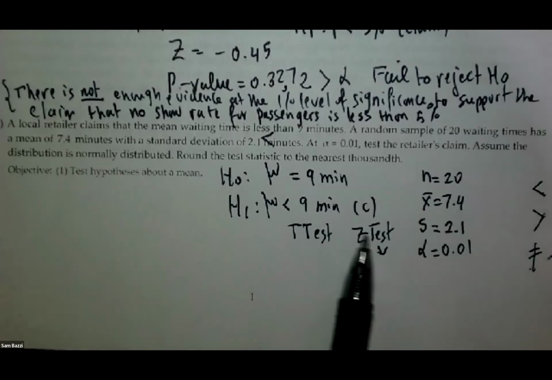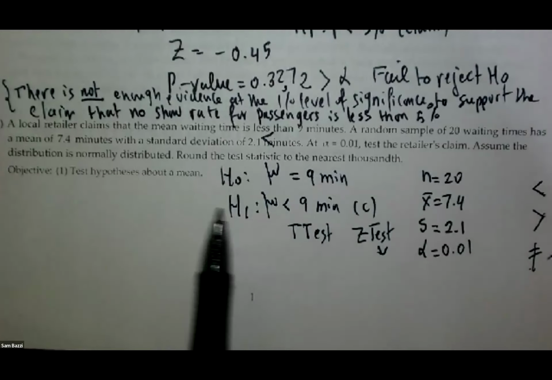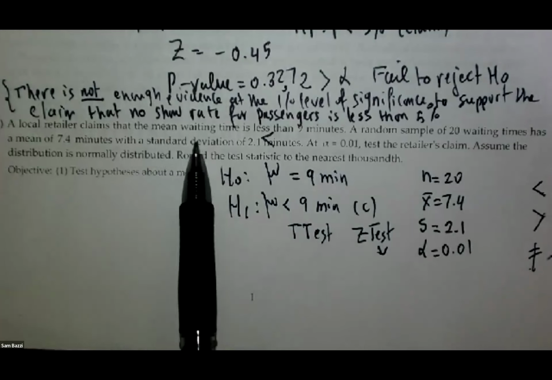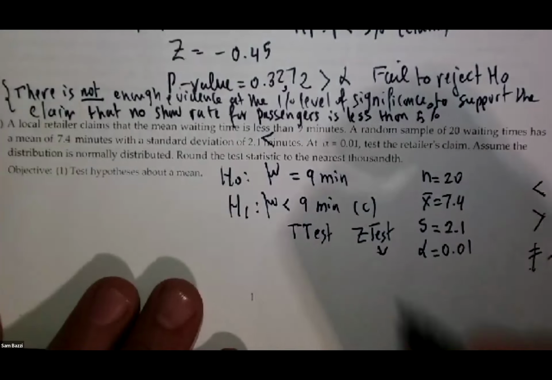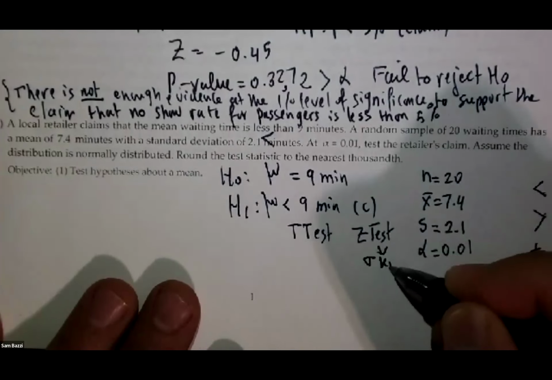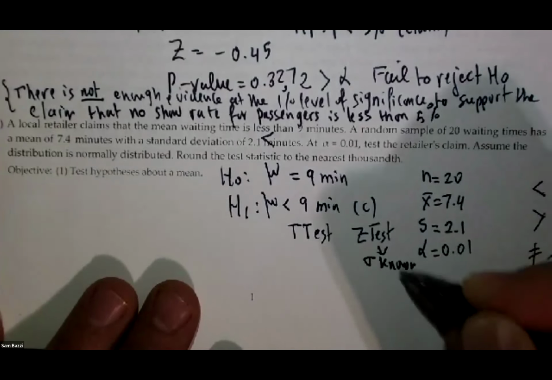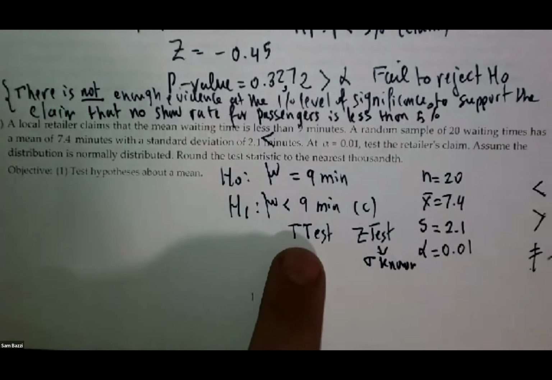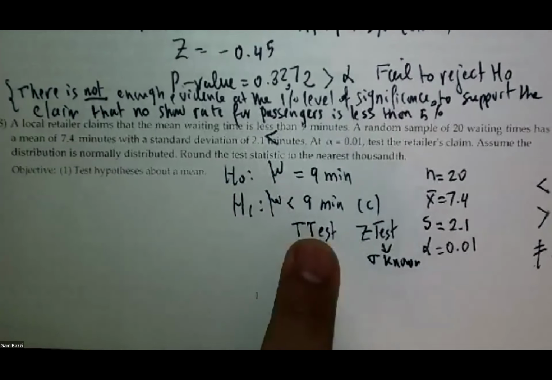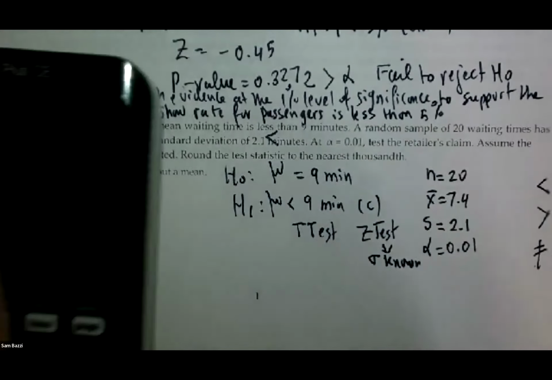Because here he didn't give me a population standard deviation, he gave me the sample standard deviation of 2.1, I will be using the t-test. So only when sigma is known, you will see a wording of a problem where sigma is known, so you will know when to use the z-test. But the common test, guys, is the t-test. So how do you do this one? Let's do it on the calculator.